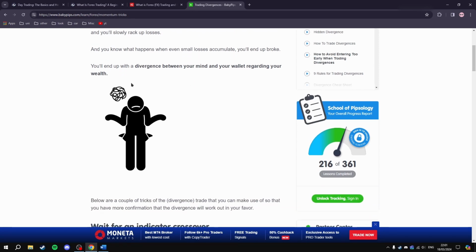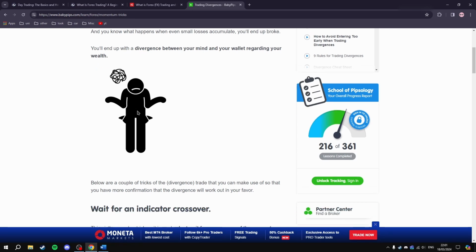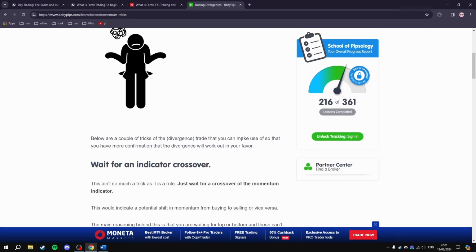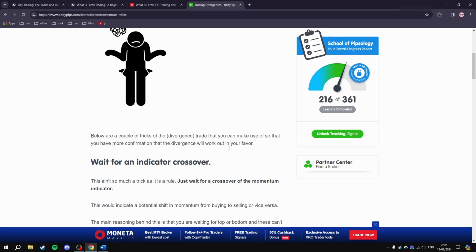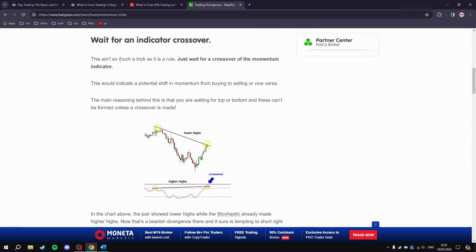Okay. Below are a couple of tricks of the divergence trade that you can make use of so that you can have more confirmation that the divergence will work out in your favor. Wait for an indicator crossover.